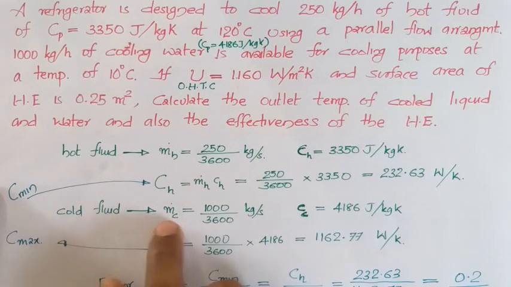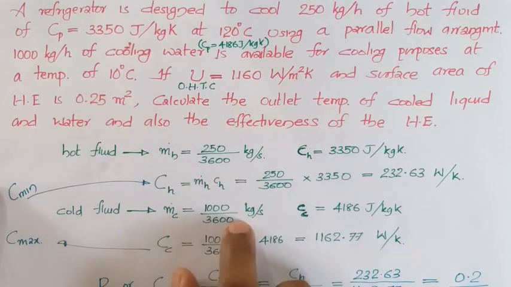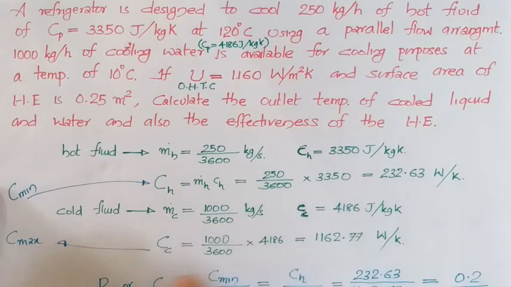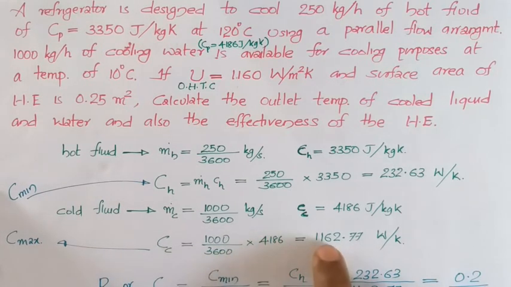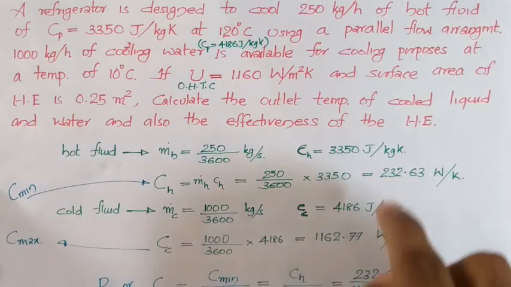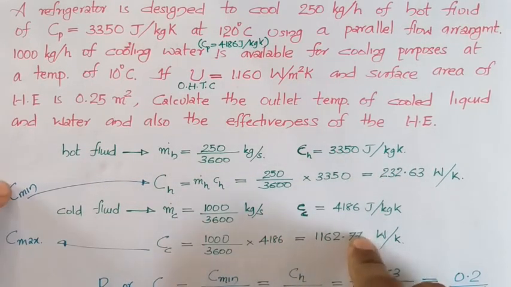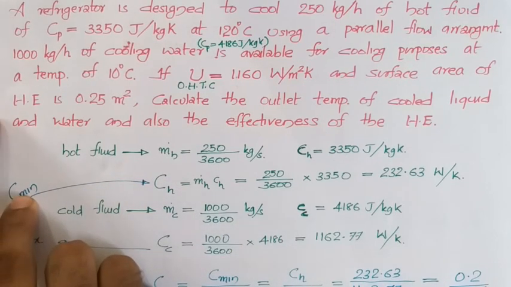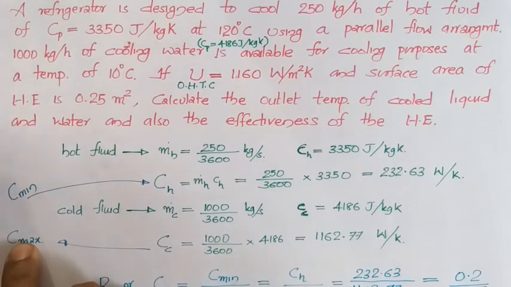And for cold fluid, mass flow rate is 1000 kg per hour, which is this much kilogram per second, and specific heat capacity is this much for water. And you can find the heat capacity rate for cold fluid as 1162.77 watts per Kelvin. So whichever is minimum of the Ch and Cc, I will be calling that C min. So here for hot fluid, the heat capacity rate is minimum, so it is C minimum, and the other one will be named as C max.